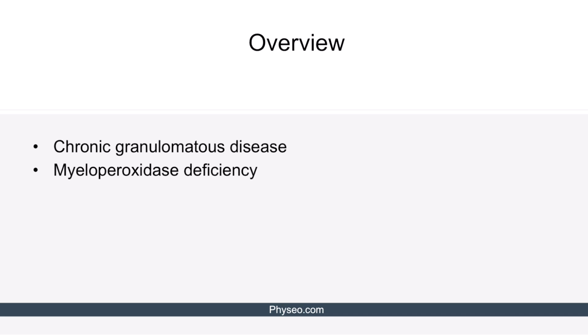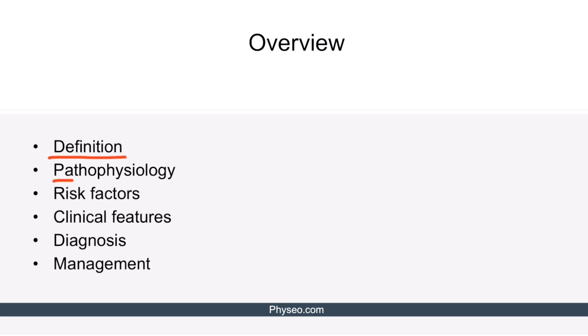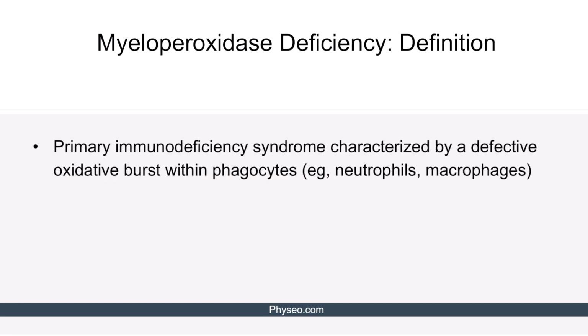Let's discuss myeloperoxidase deficiency next. We'll go over the definition, pathophysiology, risk factors, clinical features, diagnosis, and management of myeloperoxidase deficiency. Similar to chronic granulomatous disease, myeloperoxidase deficiency is also a primary immunodeficiency syndrome characterized by a defective oxidative burst within phagocytes, such as neutrophils and macrophages.